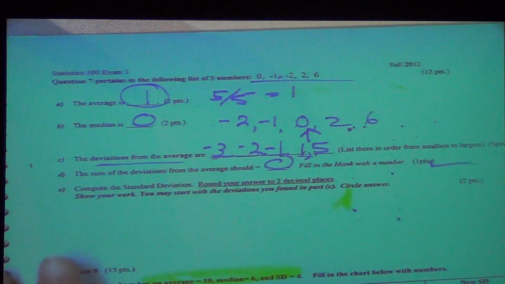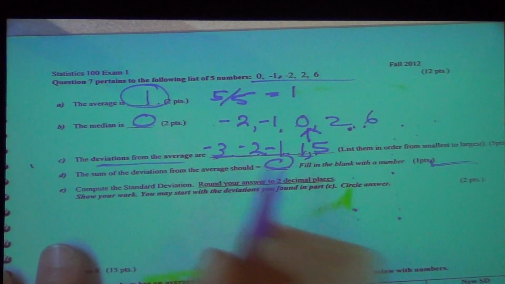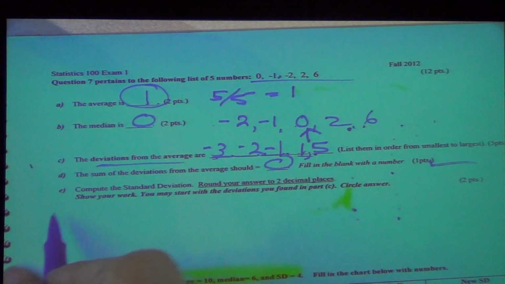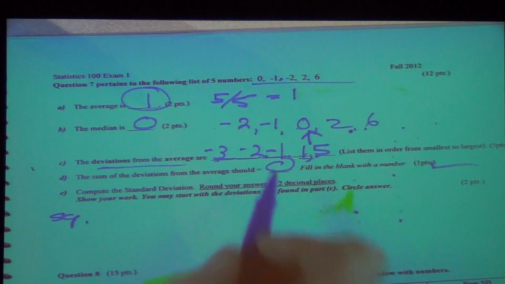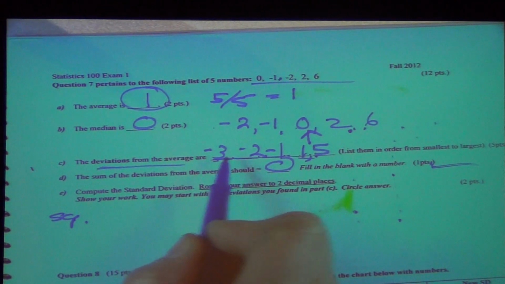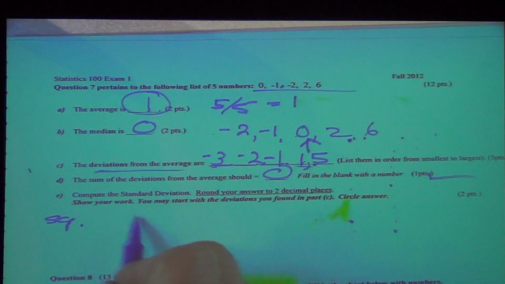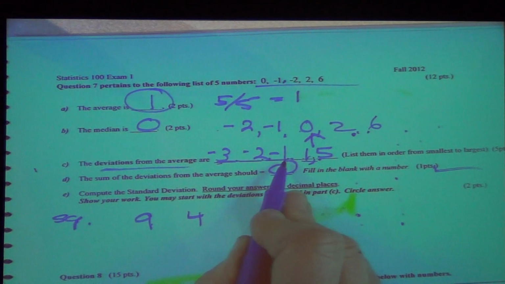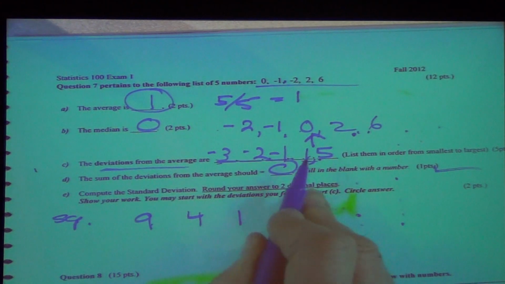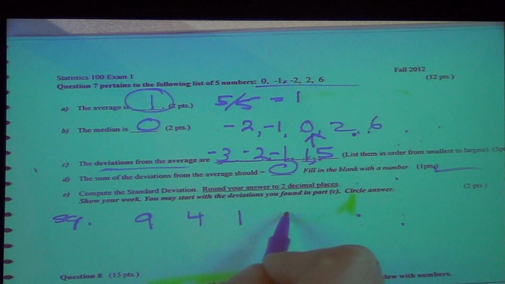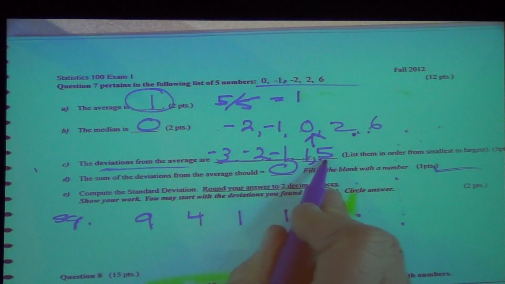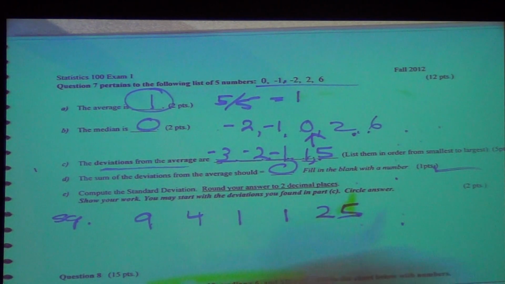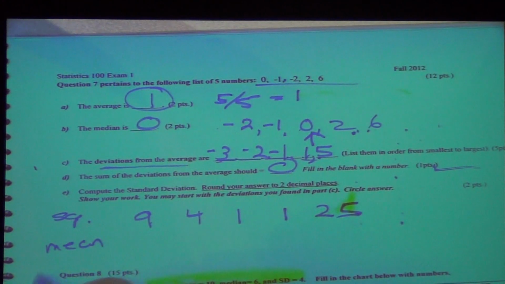Now, compute the standard deviation. You have your deviations there. Start with those. What do you want to do with those? Square them. So you take -3 and you square it, you get a 9. -2 and you square it, you get a 4. -1 and you square it, and you get a 1. 1 and you square it, what do you get? 1. And 5 and you square it, what do you get? 25.